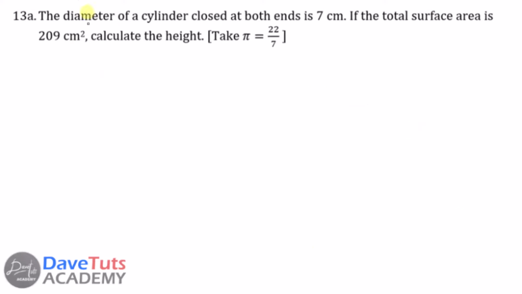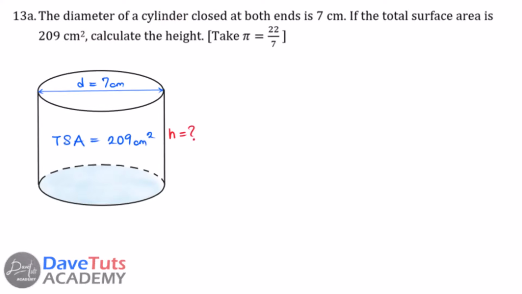This is a question on Mensuration in which we are told that the diameter of a cylinder closed at both ends is 7 cm. If the total surface area is 209 cm square, we are to find the height of that cylinder. This is the picture that is worth 1,000 words explaining what we are given in the question. What we need to notice is that diameter is what we are given, not the radius. But we know that radius is diameter over 2, and this will be 7 over 2. So the radius for this particular cylinder is nothing but 3.5 centimeters.